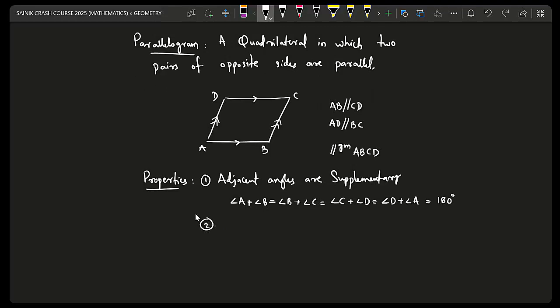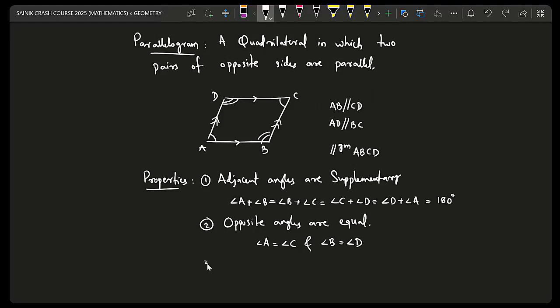The next property in a parallelogram is that opposite angles are equal. The proofs of all these properties use congruency of triangles, which is not in your syllabus, but you will learn congruency in the 6th and 7th classes. There you will discuss the proofs, but without proofs, just remember opposite angles are equal. So angle A is equal to angle C, and similarly angle B is equal to angle D.